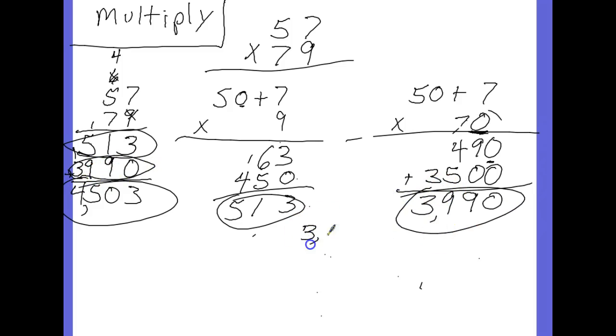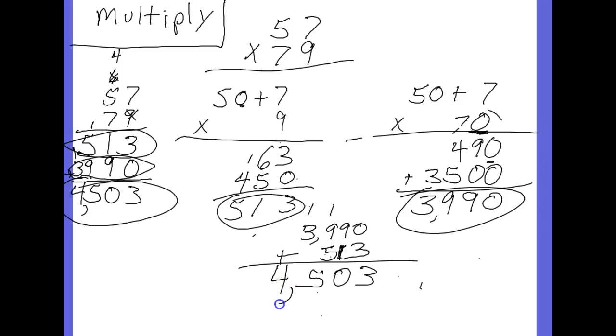And then we add 3,990 plus 513. 9 and 1 is 10, 15, 4,503. So we have the same answer.